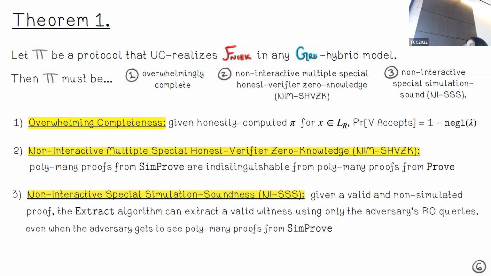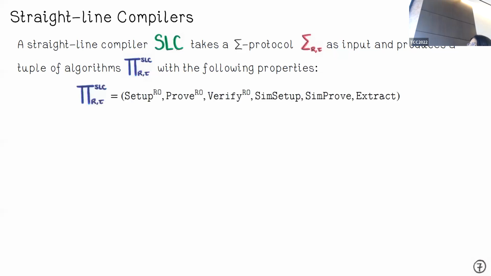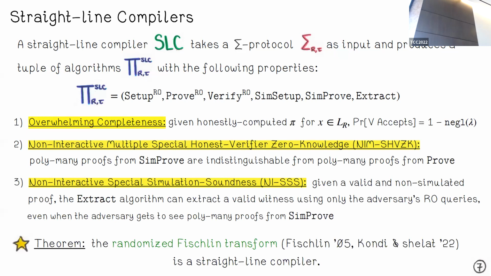Okay, so these properties are necessary to achieve UC NIZK, and how do we actually realize them? Using something called a straight line compiler. So this will allow us to get those properties. A straight line compiler takes any Sigma protocol as input and produces a tuple of algorithms with the following properties. The setup, prove, and verify algorithms all have access to the random oracle, and we define it to have these three properties just discussed. There is a straight line compiler already in existence, namely the randomized Fischlin transform.